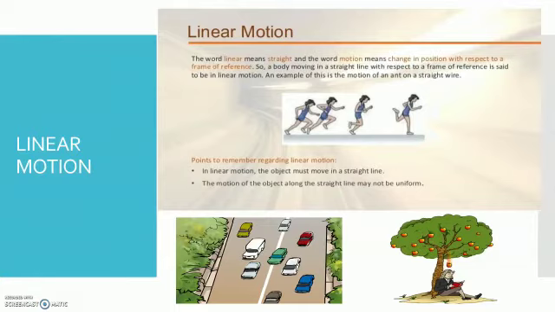Let us see linear motion. The word linear means straight and the word motion means change in position with respect to a frame of reference. So, a body moving in a straight line with respect to a frame of reference is said to be in linear motion. An example of this is the motion of an ant on a straight wire. Points to remember regarding linear motion. In linear motion, the object must move in a straight line. The motion of the object along the straight line may not be uniform.